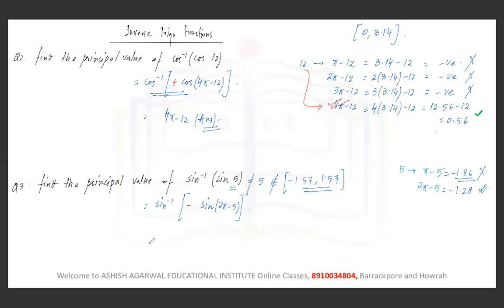Having said that, with this sine inverse, this sine, we are shifting this negative sign inside the angle, because this property also we know, sine of minus theta is equal to minus sine theta. That is what we are doing here. So if we shift it inside, it becomes minus of 2 pi minus 5. Now this sine inverse sine vanishes. We have minus of 2 pi minus 5. The answer is 5 minus 2 pi. This is the answer for your third question.